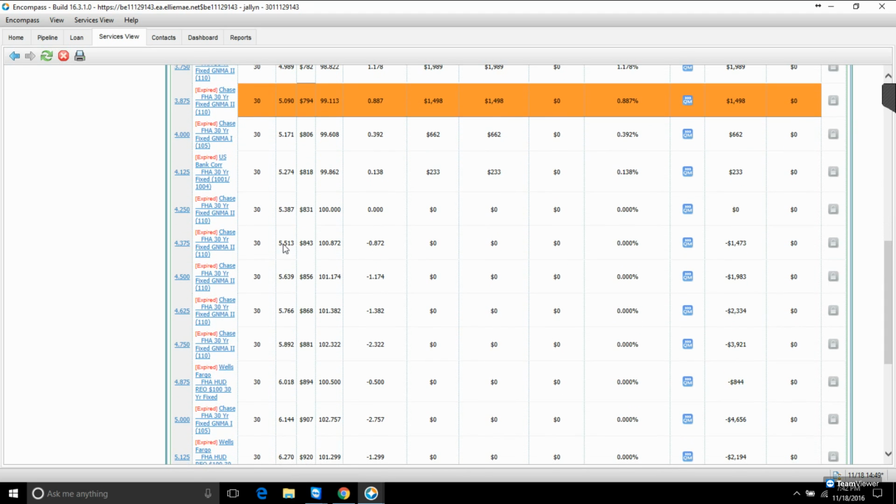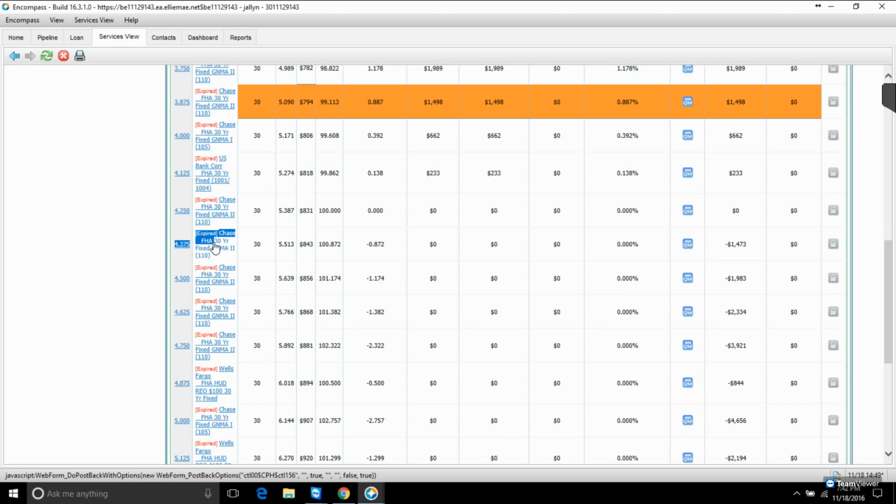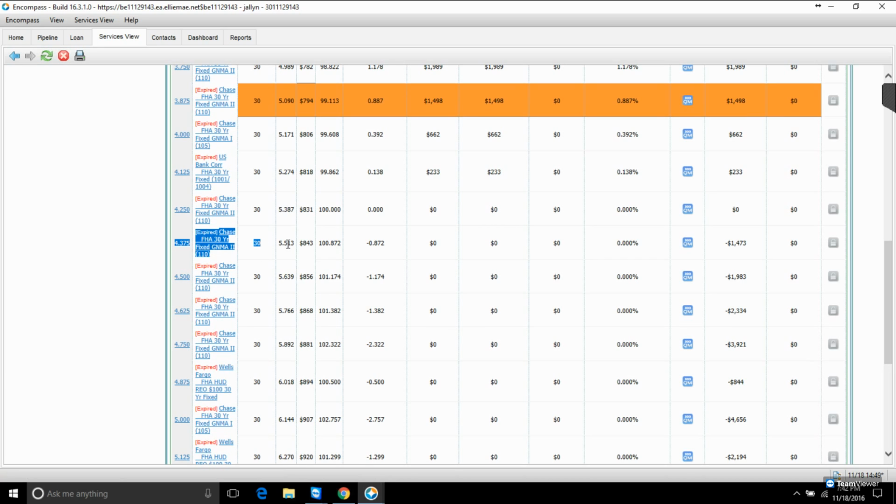Now let's go down just a tad. We're going to look at the rate of 4.375 here. It's also a Chase 30-day lock, and this one has a negative 0.872. What the negative signifies is that that's a credit. The 3.875 at 0.887 is reflecting a cost, whereas the 4.375 is reflecting a credit. The dollar amount of that credit is $14.73.